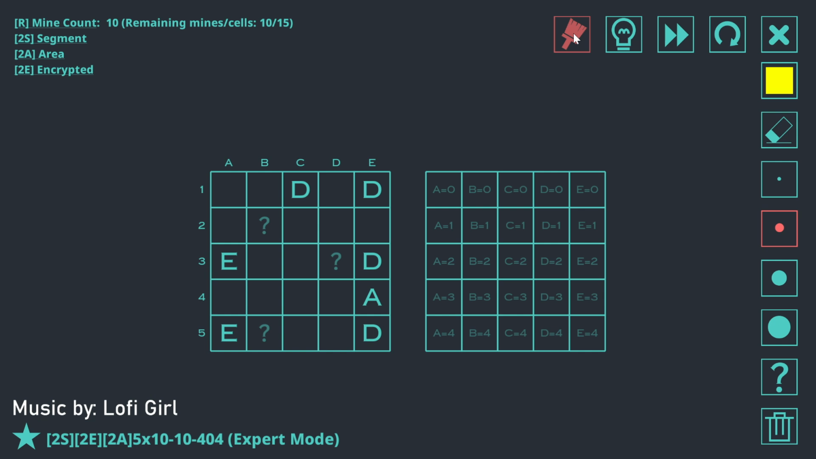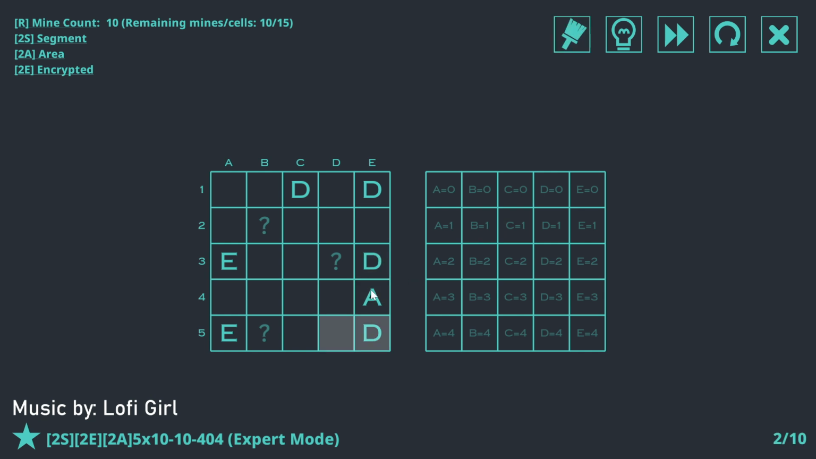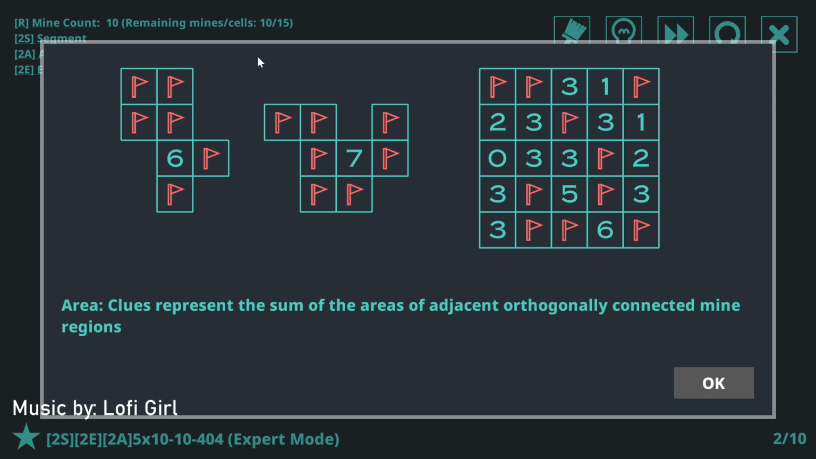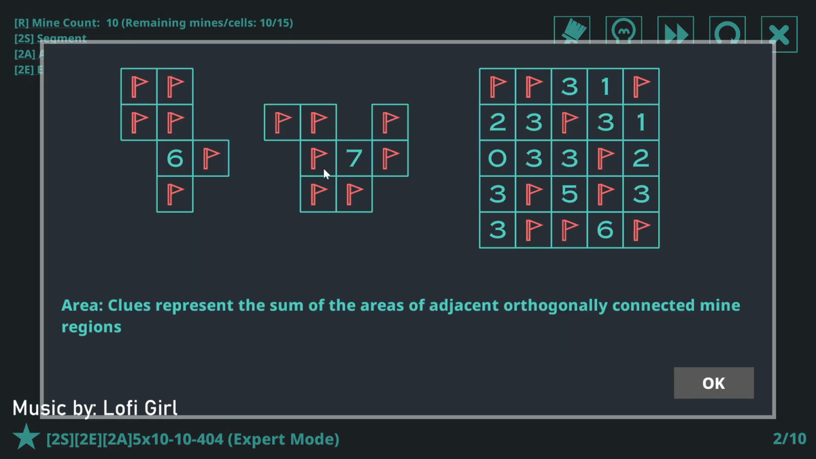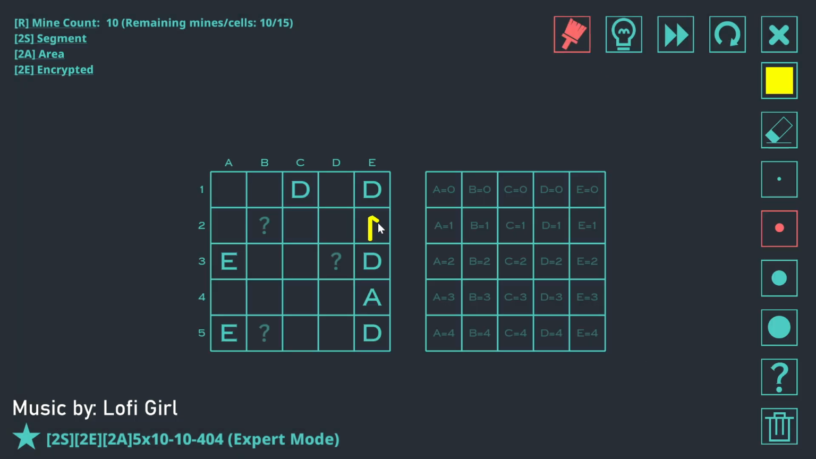Now, my attention is drawn to this D here. Oh, did I not explain area? Okay, well, sorry. Numbers don't actually refer to the number of mines around them. It refers to area, which is the sum of areas of mine regions around it. So for example, if you had a mine here, a mine here and a mine here, then this D would be a 2, because the total area of mines around it is 2.